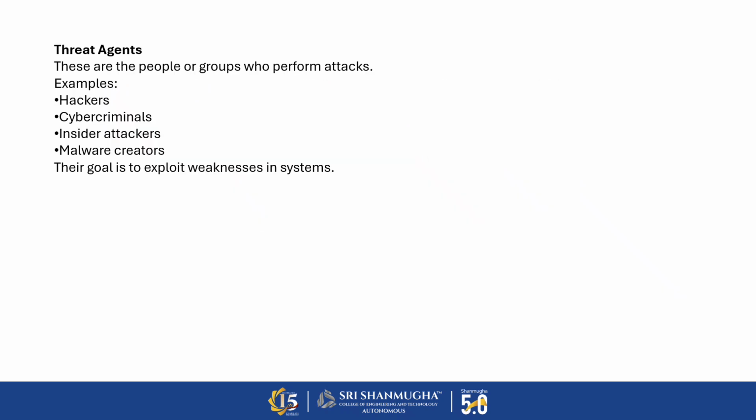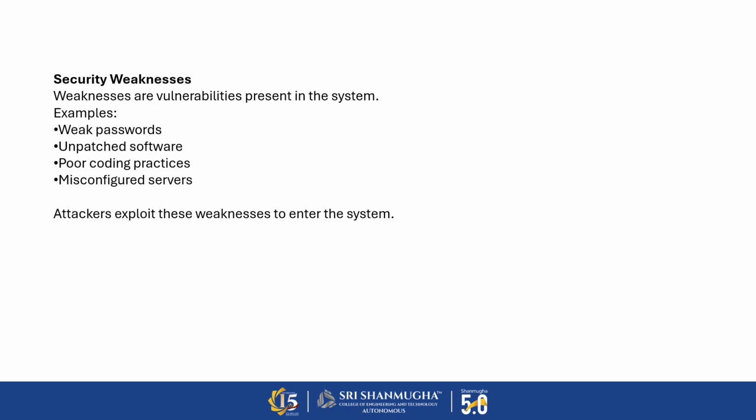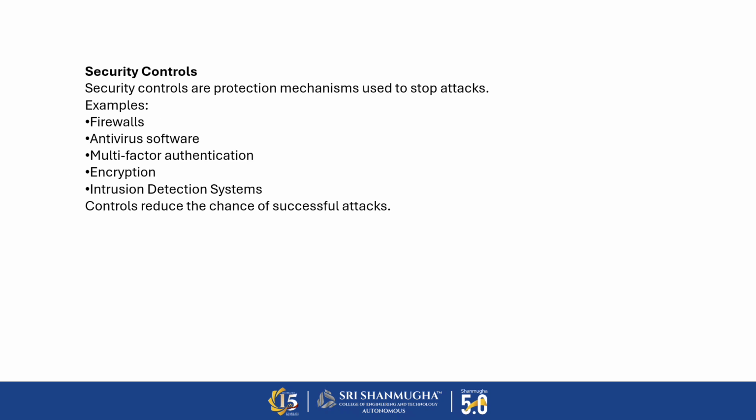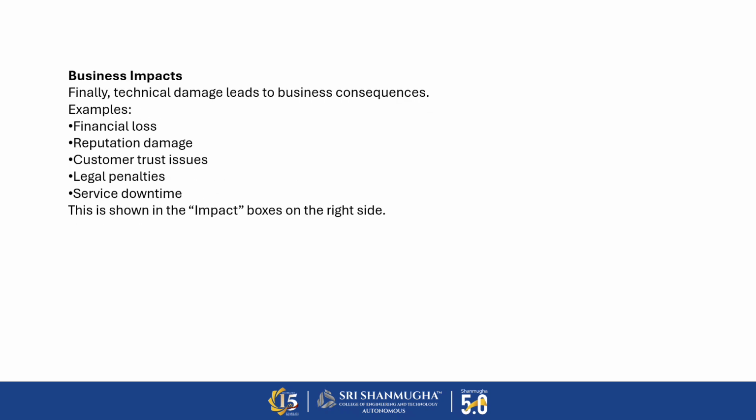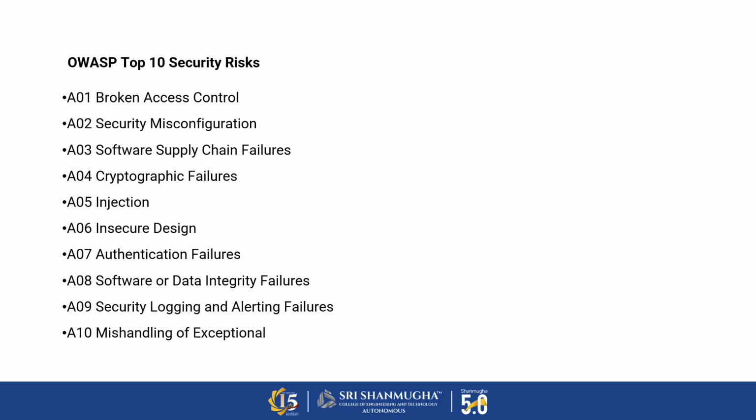Is it clear? Next. So this was the explanation for the threat agents, attack vectors, security weakness, security controls, technical impacts, and business impacts. Next is the OWASP Top 10 security vulnerabilities or risks: broken access control, security misconfiguration, software supply chain failure, cryptographic failure, injection, insecure design. Seventh is authentication failure. Eighth is software data integrity failure. Ninth is security logging and alerting failure. And the 10th is mishandling of exceptional conditions.